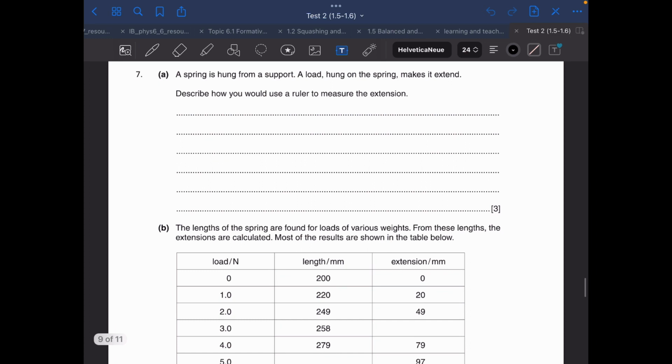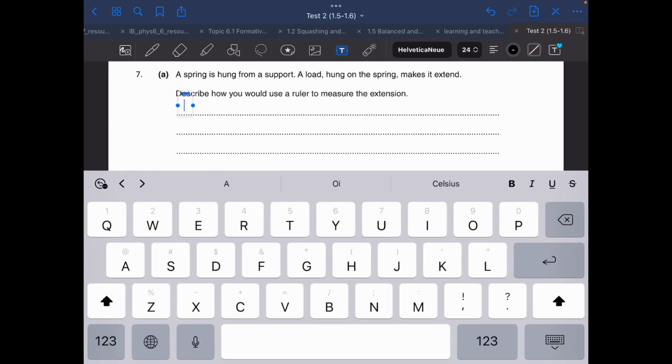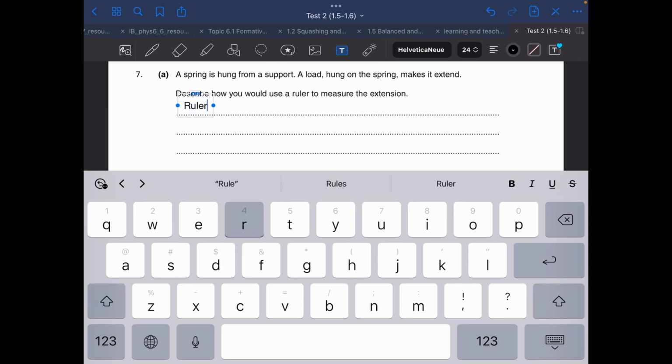Question 7. A spring is hung from a support. A load hung on the spring makes it extend. Describe how you would use a ruler to measure the extension, okay? We were online when we did that, but you actually did this practical using a simulator, if you remember correctly. So you would need to make sure that your ruler is vertical and close to the spring, okay?